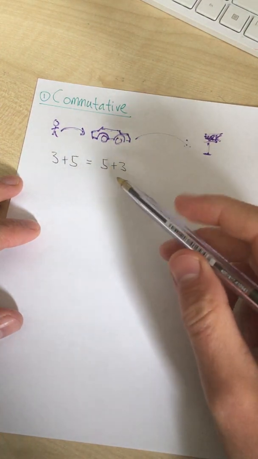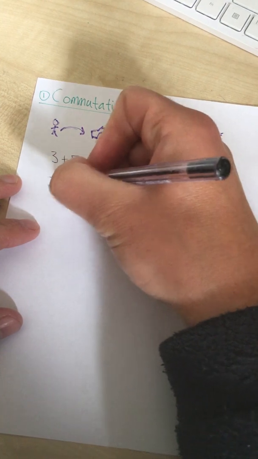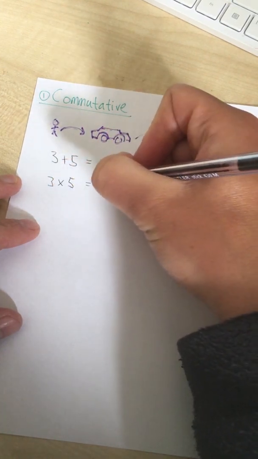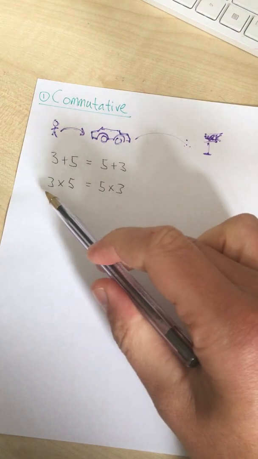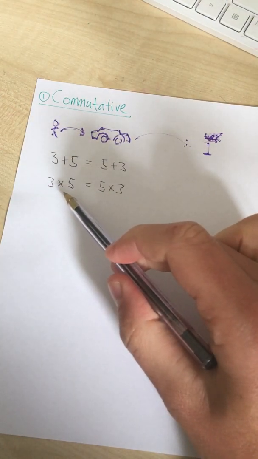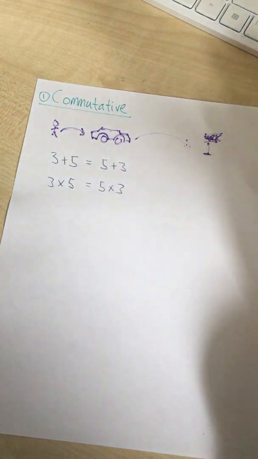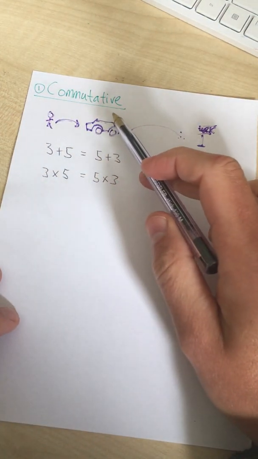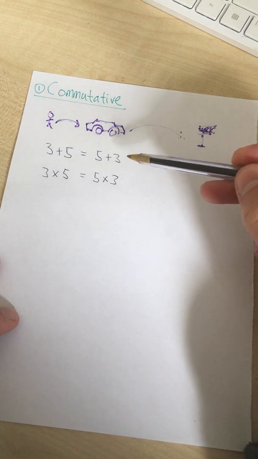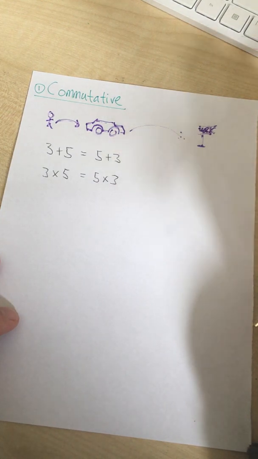So that rule works for numbers in addition, it also works in multiplication. 3 multiplied by 5 is the same as 5 multiplied by 3. 3 multiplied by 5 is 15 and 5 multiplied by 3 is 15. Now the commutative law, extremely useful, only works for addition and multiplication. It doesn't work for subtraction or division.